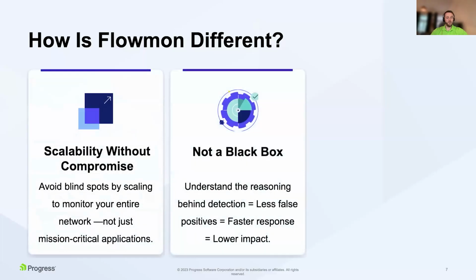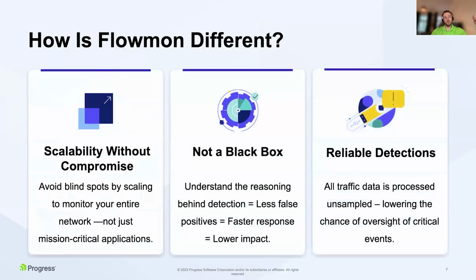So how is Flowmon different? First, the solution leverages, let's say, lightweight network telemetry, so it's capable of scaling from the smallest environments to the largest enterprise networks. And you don't need to limit yourself to only monitoring mission critical applications because the solution is either difficult to scale or there is a significant cost to those enterprise grade solutions, let's say. With Flowmon, you don't need to limit yourself to mission critical applications. You can monitor your entire environment and avoid blind spots.